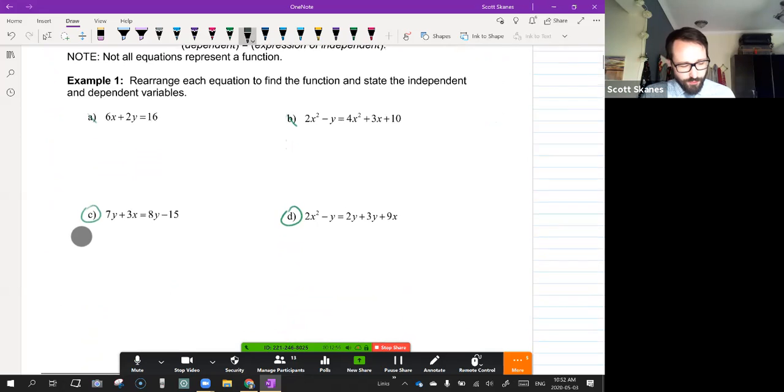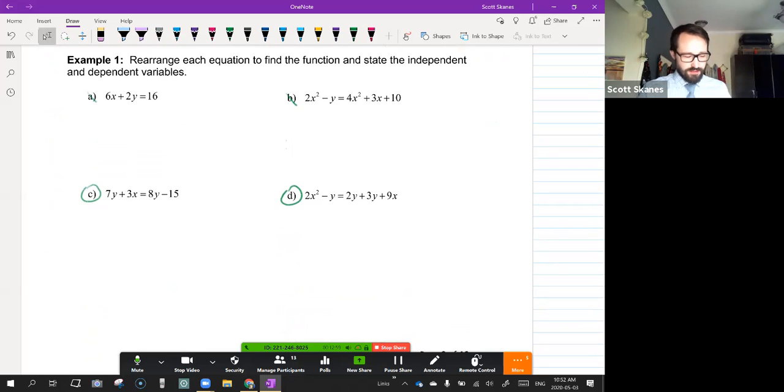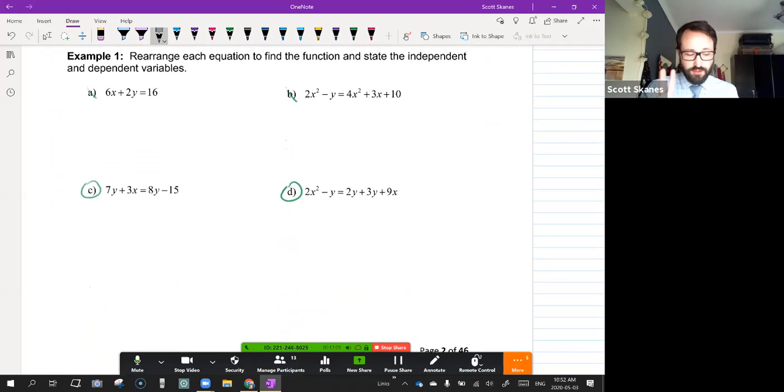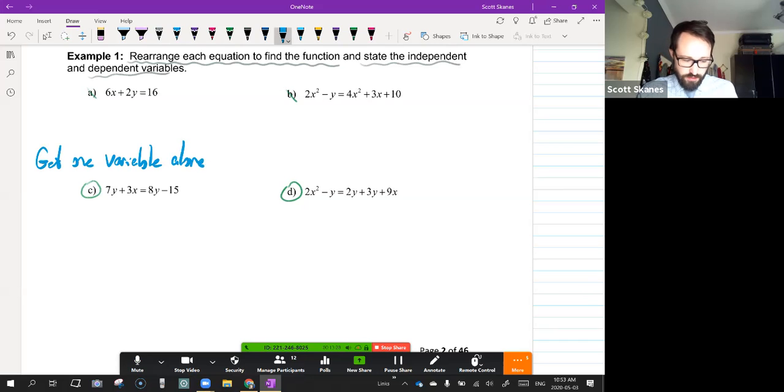So example one, A and B were already done by Tom in the video, so you can go and watch them later, but I'll do C for you so we can see what's going on here. It asks us to do two things. It says rearrange each equation to find the function, and it says state the independent and dependent variables. What this means is isolate a variable. Get one variable alone. So bring it to one side. It's also called isolating. And depending on which variable we get out of this, it'll tell us what our dependent and independent is. So let's look at this equation.